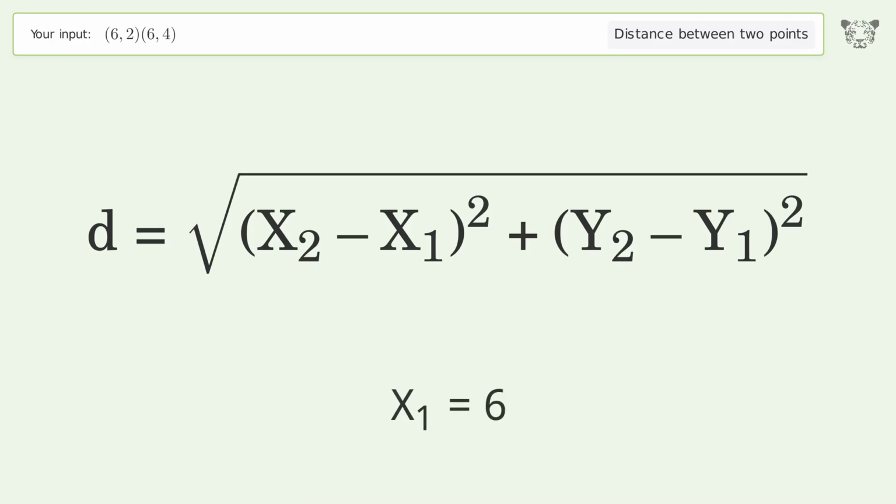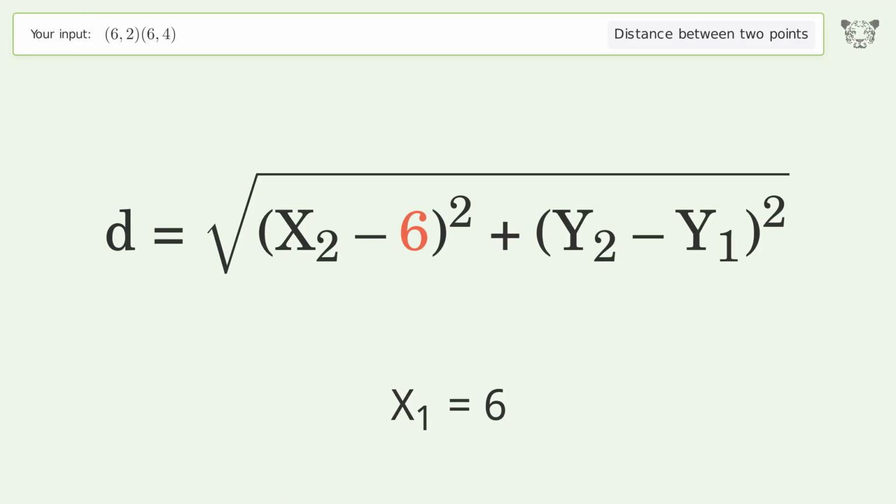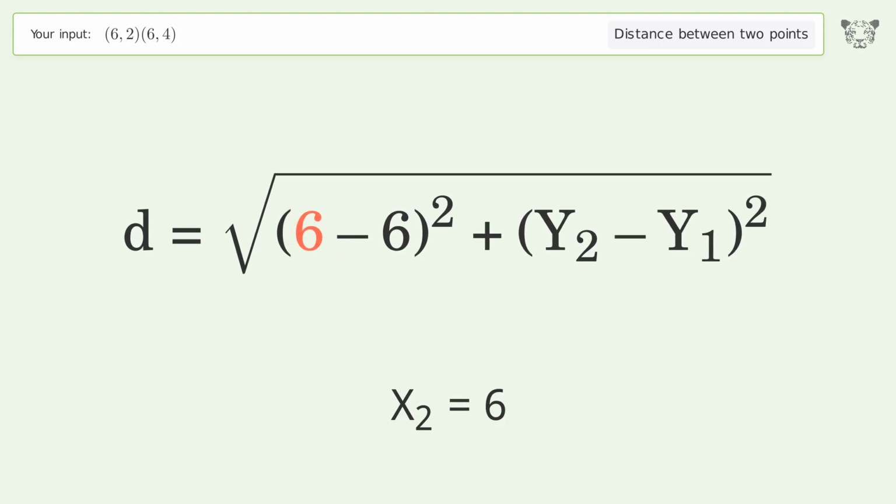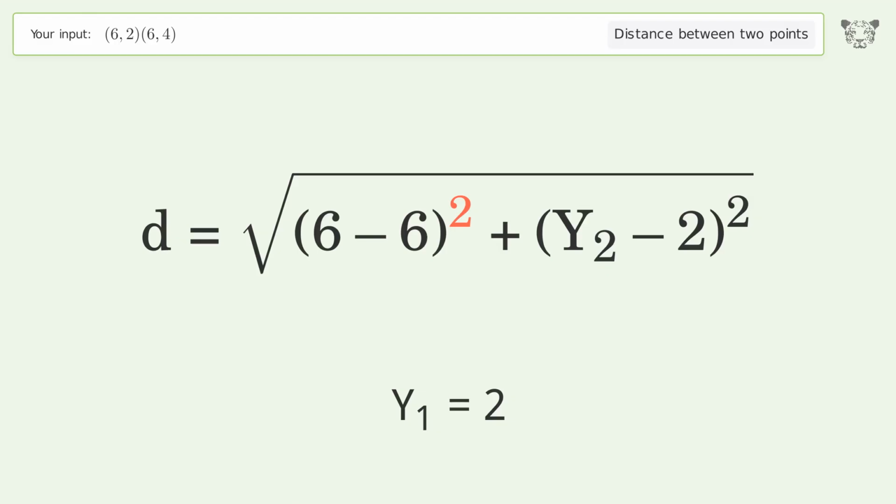x1 equals 6. x2 equals 6. y1 equals 2. y2 equals 4.